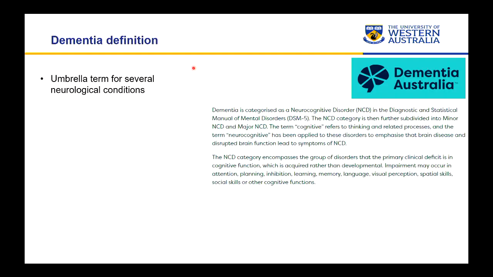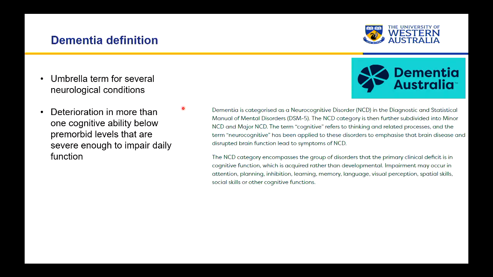So first of all, what is dementia? I'm sure everyone here is at least familiar with some of the symptoms of dementia, but it's an umbrella term for several neurological conditions. So Alzheimer's falls under it, frontotemporal dementia, even some forms of Parkinson's disease can fall under dementia as well. And this is just taken from the Dementia Australia website, which is a really great resource if you want to learn more about dementia and how it affects people, society, and some treatments as well. But mostly what we classify as dementia is when you see deterioration in more than one cognitive ability, and this is below premorbid levels that are severe enough to impair daily function.